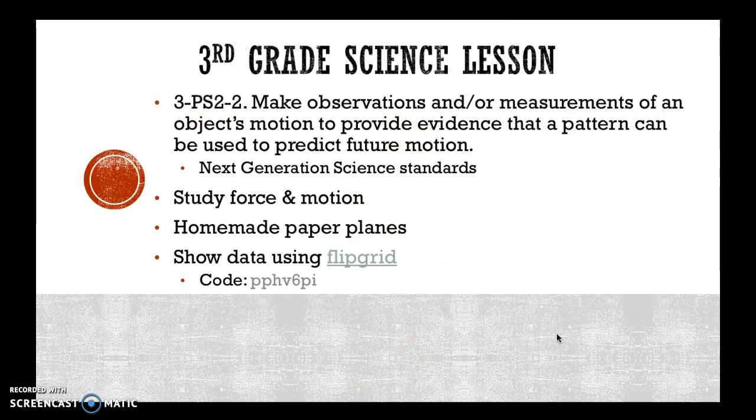My first lesson is a third grade science lesson. Students will learn about force and motion. They'll learn how the distance of an object being thrown will be determined by the force at which it is thrown. The students will make their own paper planes out of construction paper and will throw their planes using different force to see how far their planes will go. They will then use Flipgrid to videotape themselves throwing their planes, and they will talk about how it went.